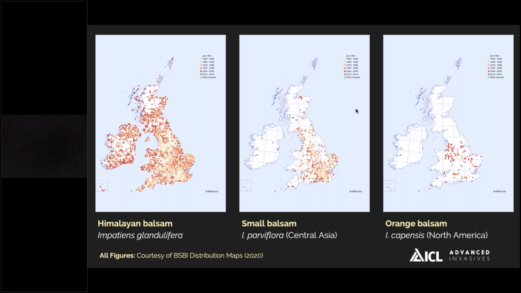To give you an idea of the broad coverage of the different invasive balsam species in the UK, you can see here that the Himalayan balsam, Impatiens glandulifera, is by far the most well distributed throughout the UK. But you can see that small balsam and also orange balsam are beginning to take a foothold in the UK, particularly in the southeast of England.